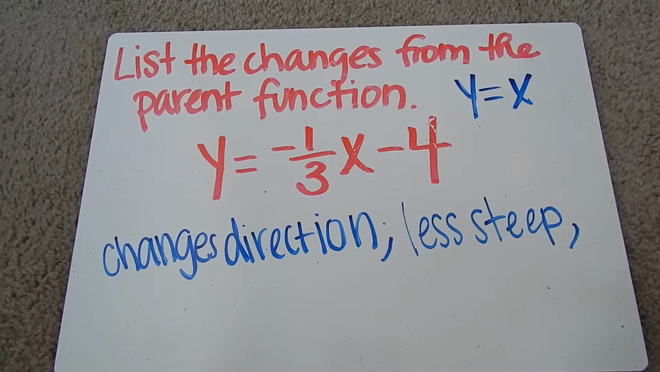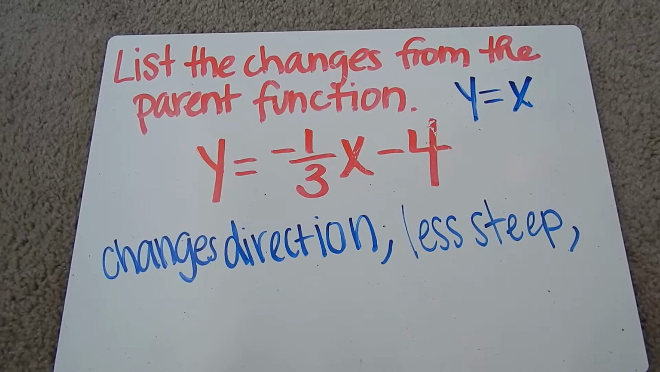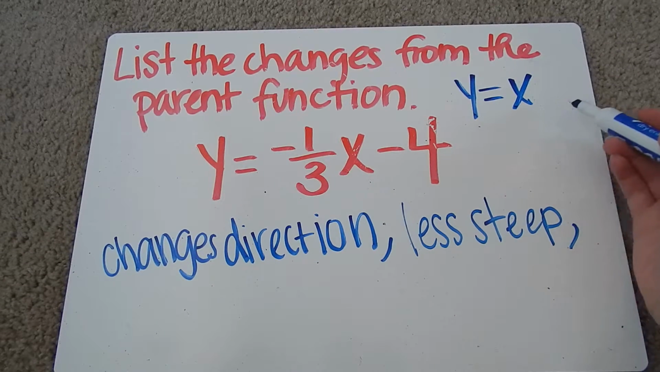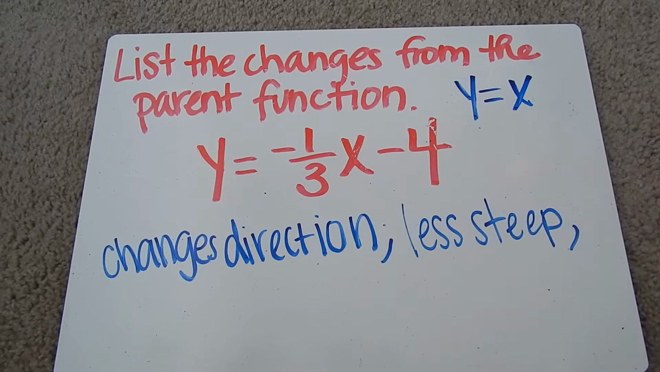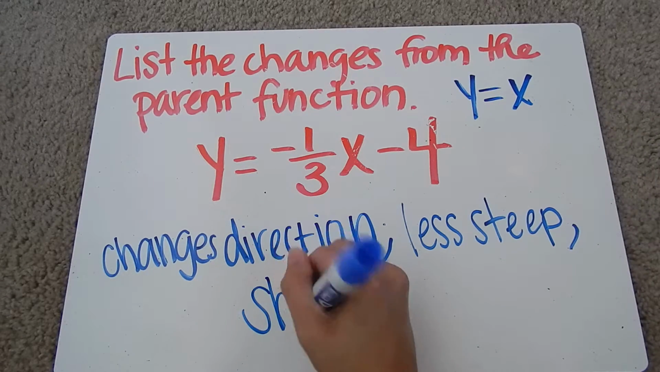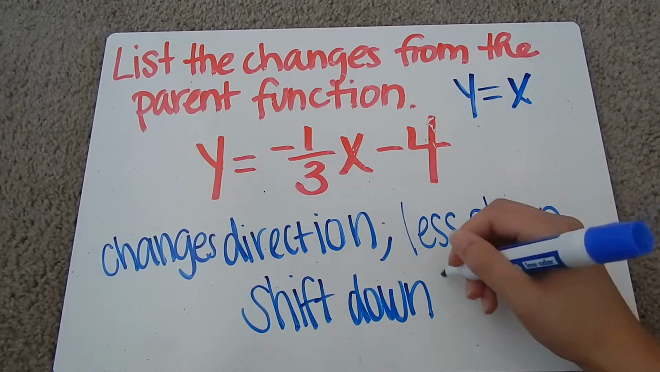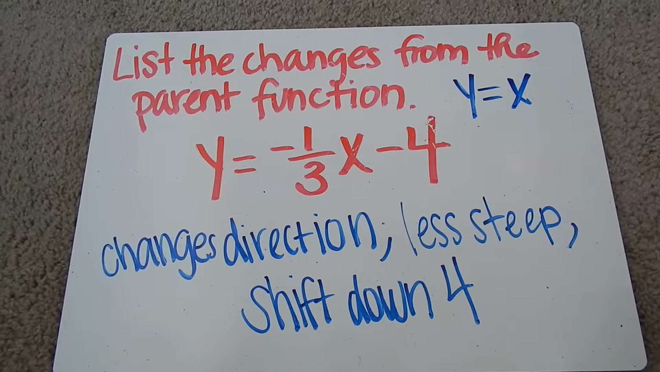And the last thing we want to look at is the b value, the y-intercept. This is a -4. Remember, we just talked about when we have a negative b value, that's going to be a shift down. Over here on our parent function, there is a 0 y-intercept. So -4 obviously is going to be a shift down from 0. So we're going to shift down, and I'll put the units here, 4. Shift down of 4. Those are all three changes that happen from the linear parent function.